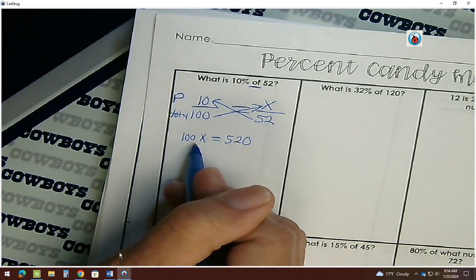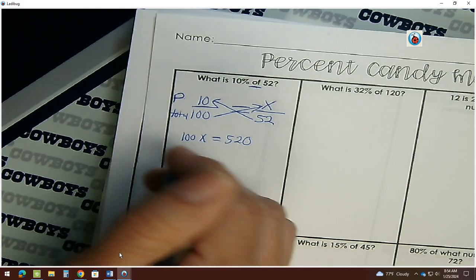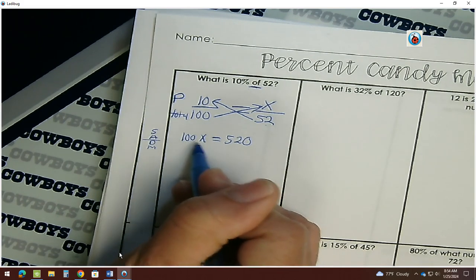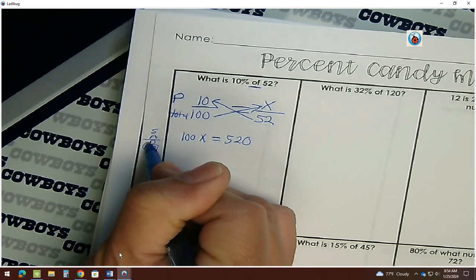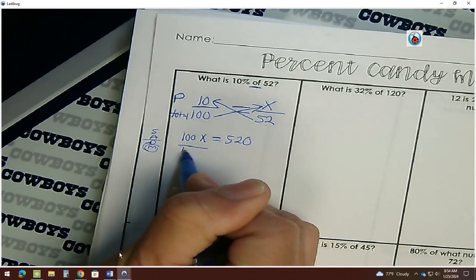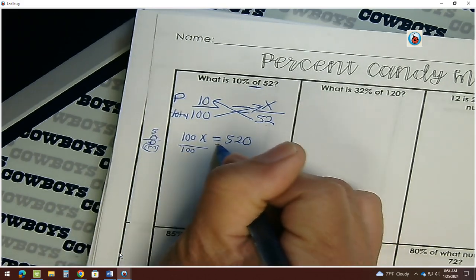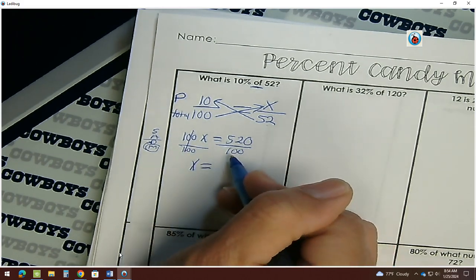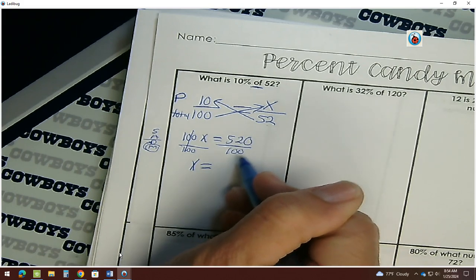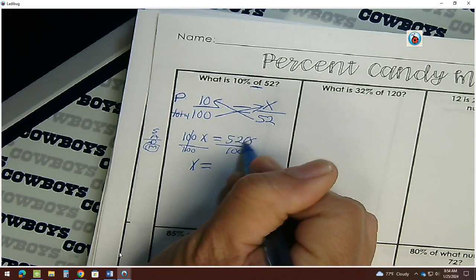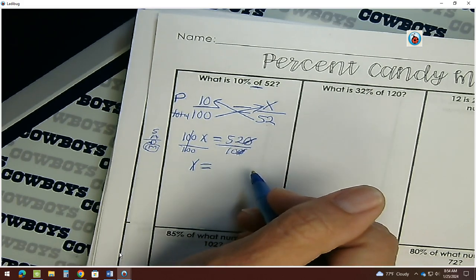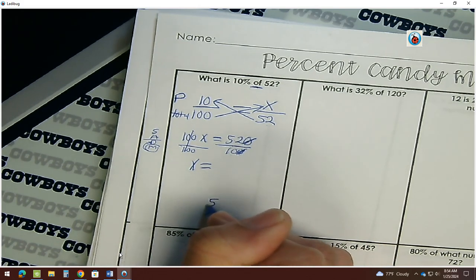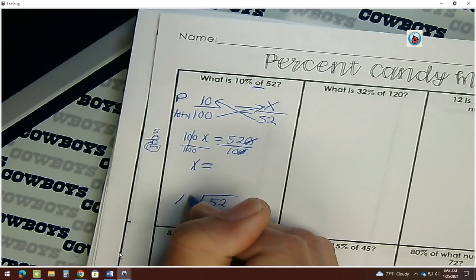Now, how do I solve for x? Set up, right? So this means multiply, so the inverse of multiplication is to divide by 100. What you do to one side, you do to the other, divide by 100. Now these hundreds cancel. The x is by himself. Now what can we do here to make it easier? A 10 will cancel a 10. So the new problem is really 52 divided by 10. So I can go to the bottom now and do 52 divided by 10.